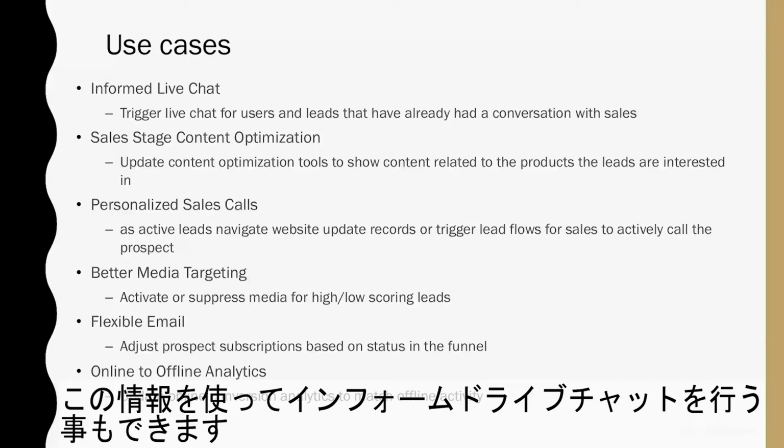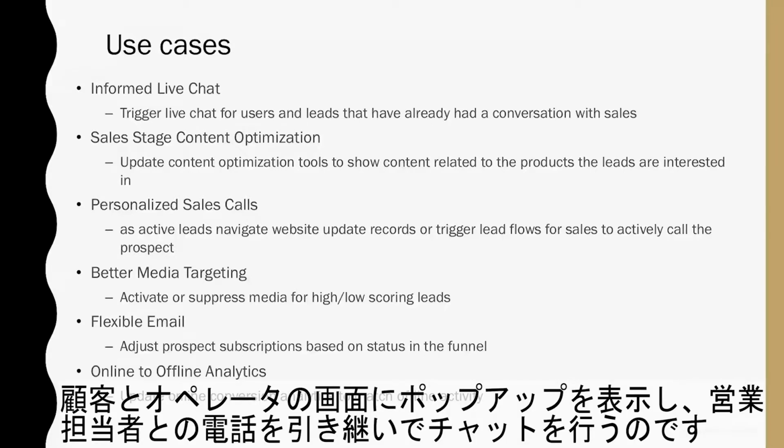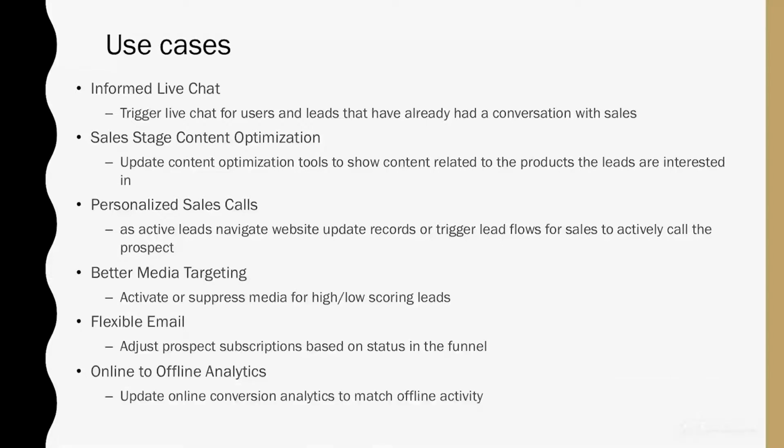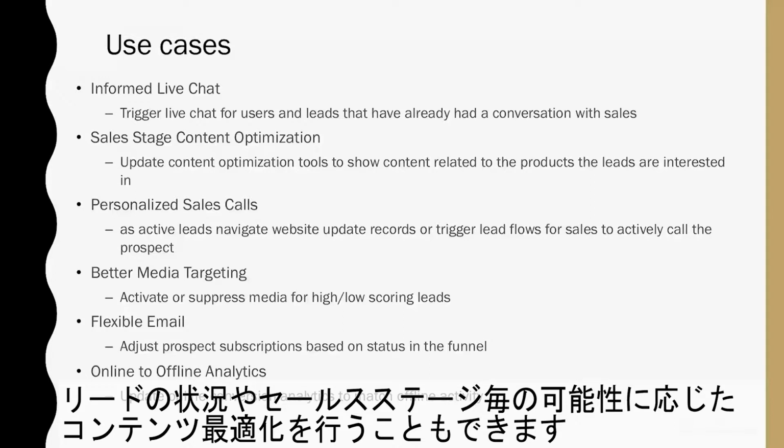You can create informed live chat. That way, when the live chat window pops up, both the customer as well as your live chat operator can have a conversation based on the follow-up of what the rep talked about when they had a phone call with the lead. Of course, we could do content optimization based on the status of the lead, or maybe even the status of an opportunity, right? What the sales stage is. That way they're seeing information that's relevant to where they are in their buying cycle.